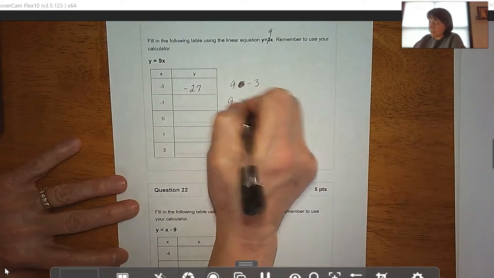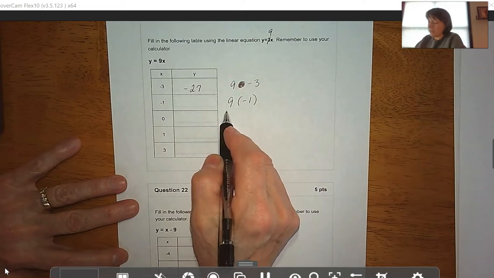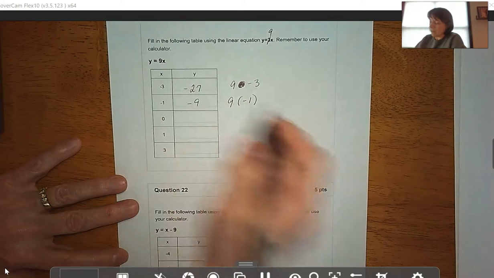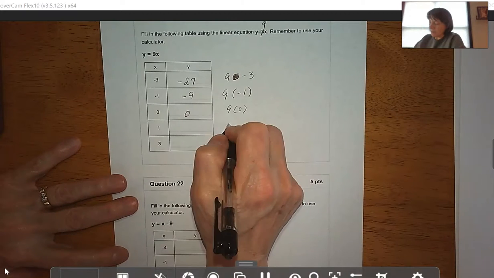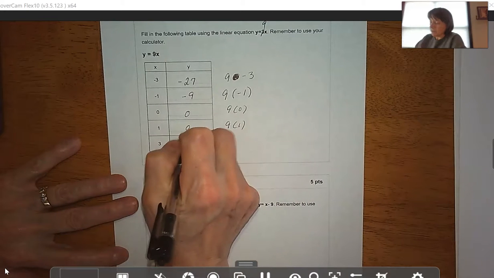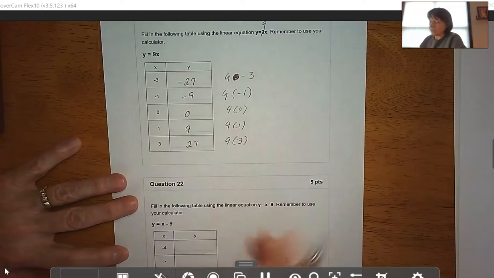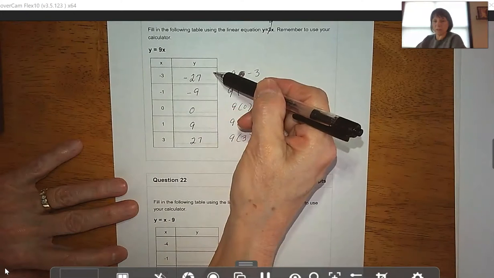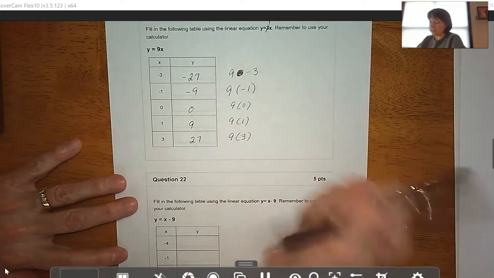Then this would be 9, and actually I'm just going to use parentheses here. This also means multiply. So 9 times -1 is -9. 9 times 0, of course, is 0. Then 9 times 1 is 9. And then 9 times 3 is 27. So you should have had -27, -9, 0, 9, and 27. And you actually had to fill those in.